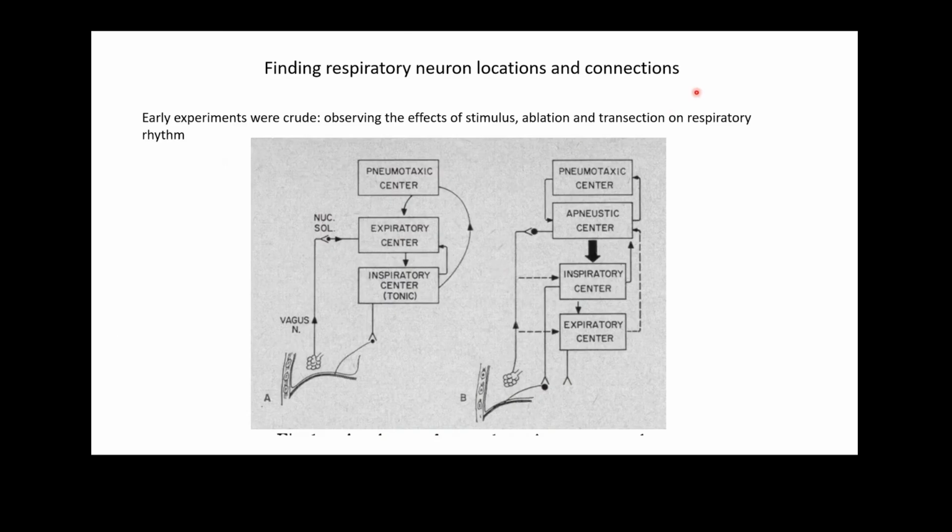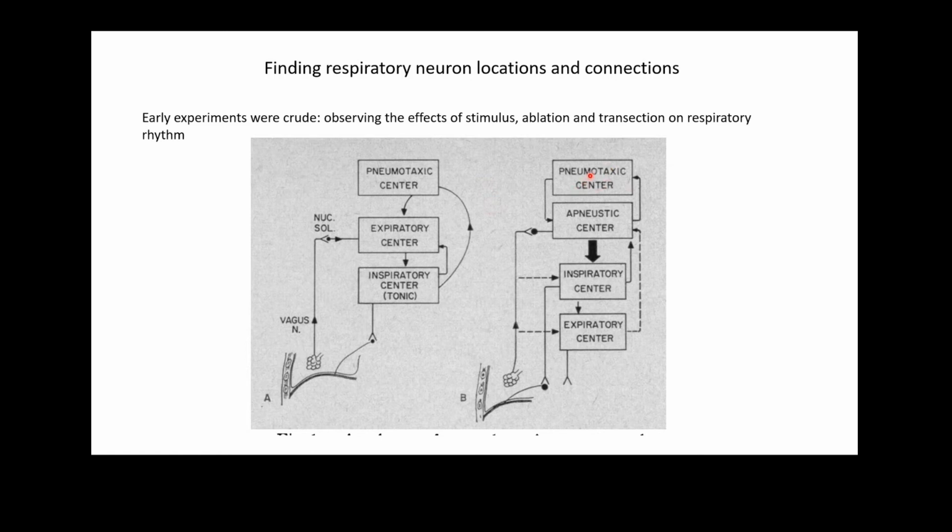In the very early days, the kind of experiments that could be done were mostly on animals, where you could anesthetize them, and then you could perhaps ablate or take away a certain section of brain and see what happens to the respiratory rhythm. That was an ablation experiment. Or you could put a rather crude stimulus electrode in there and stimulate and see what happens to the respiratory rhythm that you would observe. And then the other thing that you could do is transect at various levels, starting rostrally and then moving caudally.